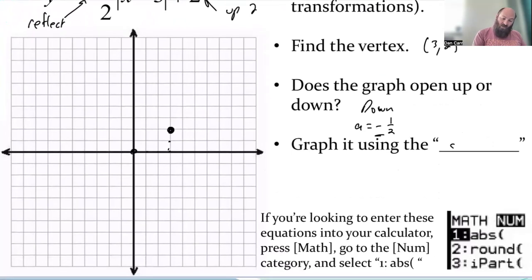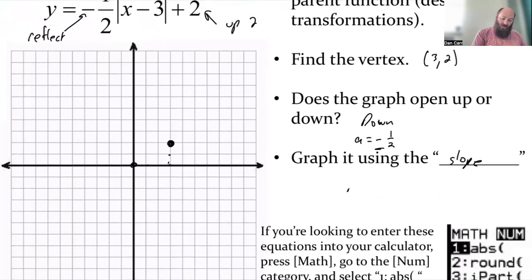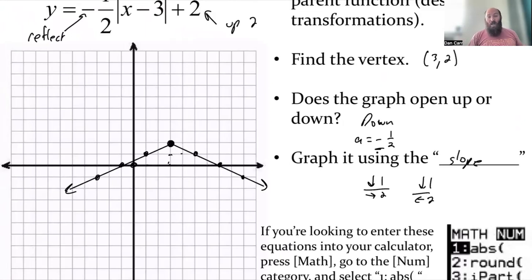And once again, we're going to graph using our slope idea. In this case, my slope is a -1/2. I know it opens down, so I want to go down for my shape. So I'm going to go down 1 to the right 2. I'm also going to go down 1 and then to the left 2. So from here, I go 1 to the right, 1 to the left 2, and same thing a couple more times. And there's my absolute value. All right. So again, that's how we get our transform graph.